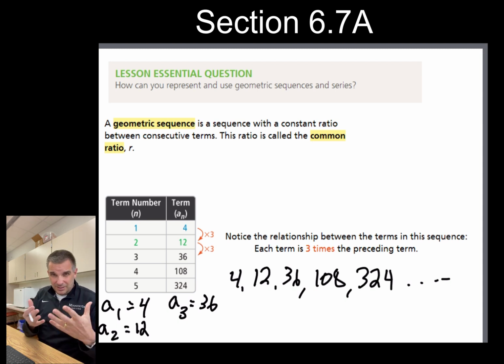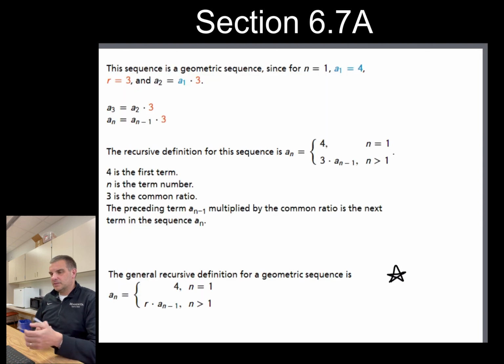And we have to be able to find that, and we're going to come up with a formula in just a little bit to help us find that. But the first thing we want to be able to do is recognize if it's a geometric sequence. And this is a geometric sequence because it has that common ratio of 3. How do you get the common ratio? A of 2 divided by a of 1 is 3. A of 3 divided by a of 2 is 3. So you've got that common ratio.